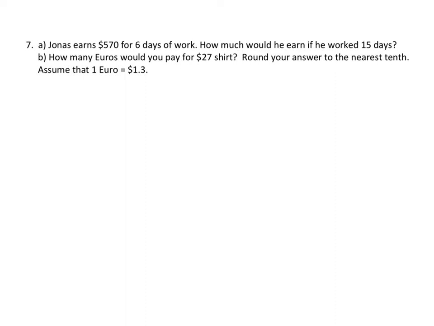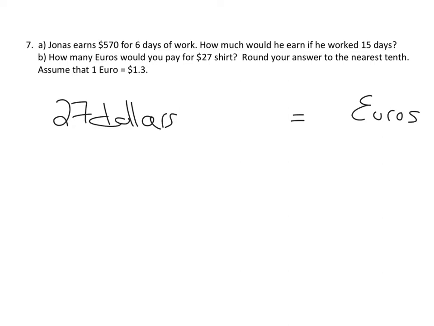There's another way that we can do part B of this problem, which is by thinking of it as a unit conversion problem. So remember, with a unit conversion problem, we are taking our $27 and we want it to be written the same amount of money, but we just want it to be written in euros. And the question is, $27 is the same as how many euros?